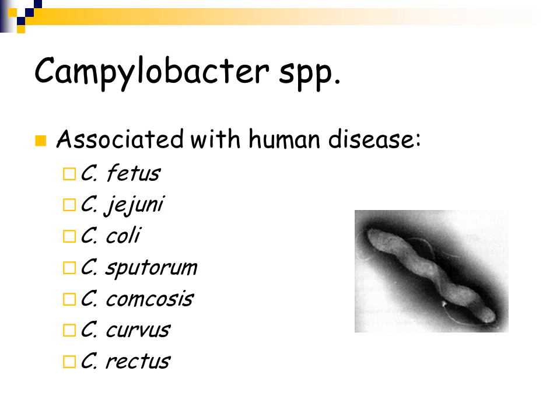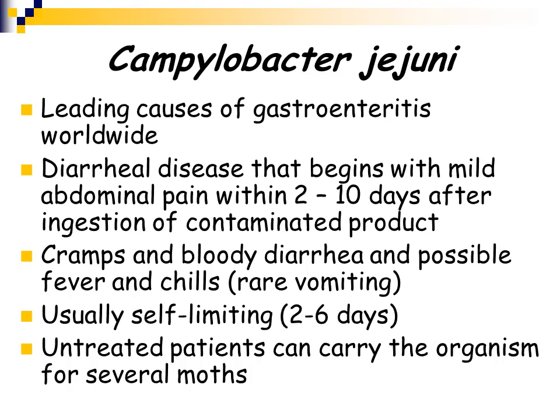So those associated with human disease, we already talked about some of these: Campylobacter fetus, Campylobacter jejuni. Campylobacter jejuni is going to be the most common organism that you would come across in a clinical setting. So it's the leading cause of gastroenteritis throughout the world. I mean, this causes the most gastroenteritis. The diarrheal disease begins with mild abdominal pain within 2 to 10 days after ingesting a contaminated food product.